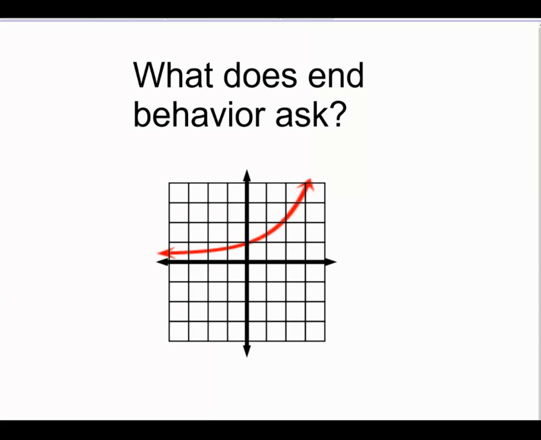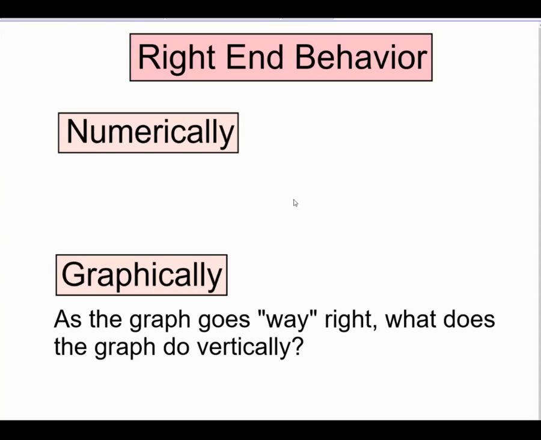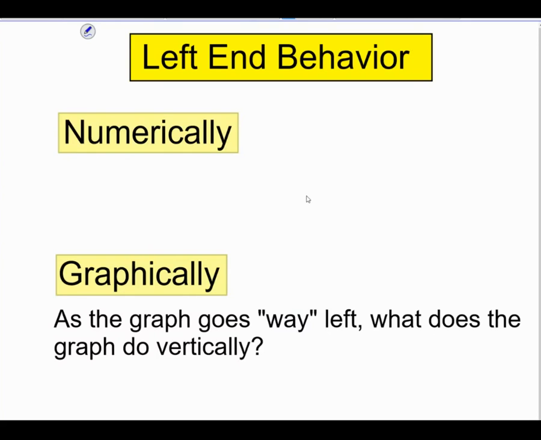What does end behavior ask? Well, you can answer it two ways, with numbers and with graphs. We're not doing numbers today, we're doing graphs. So as the graph goes way to the right, what does it do vertically? And the same thing for left end behavior. As it goes way to the left, what does it do vertically?